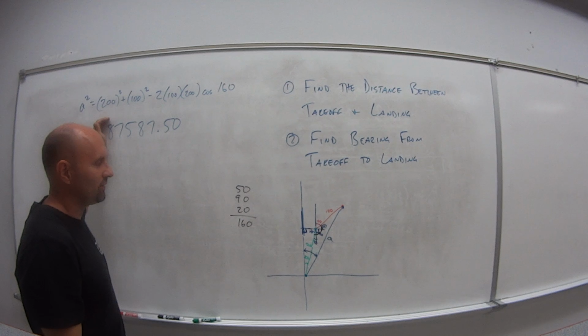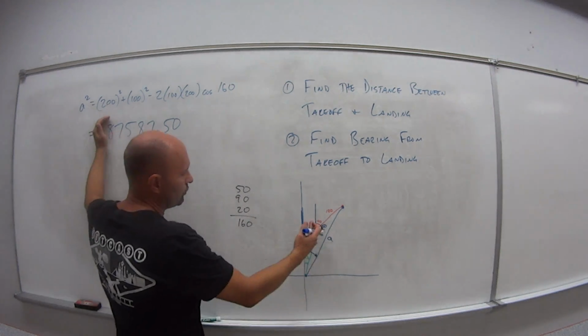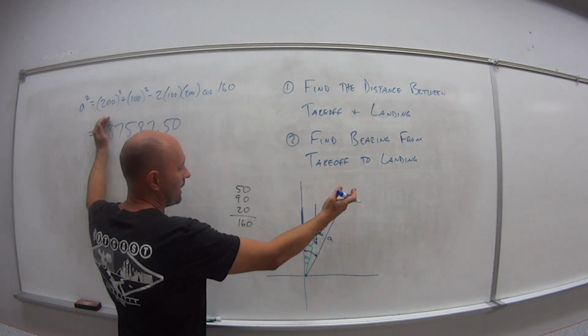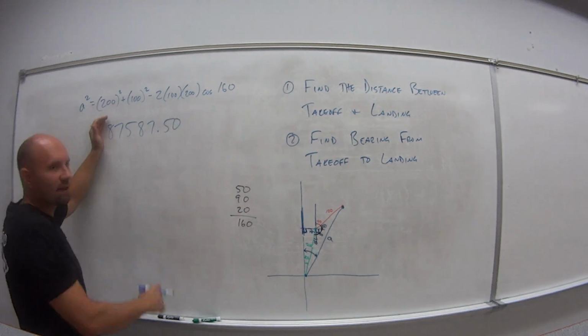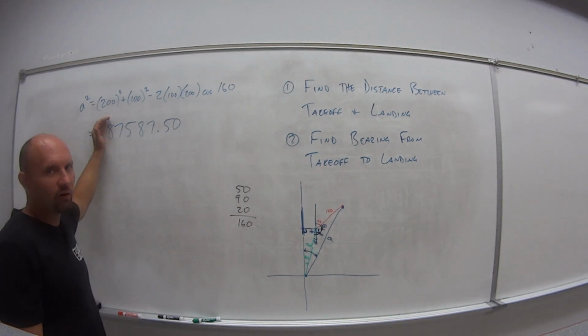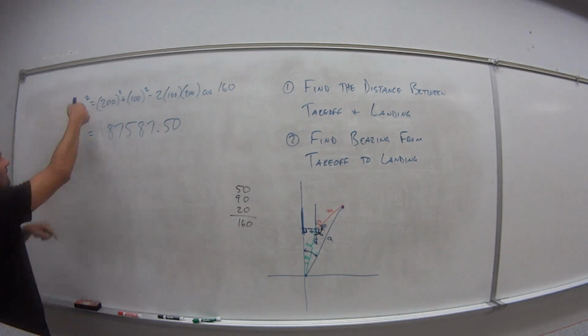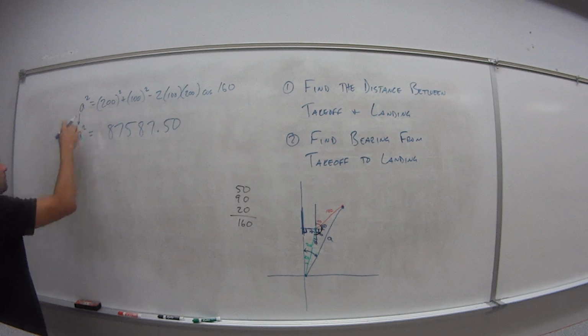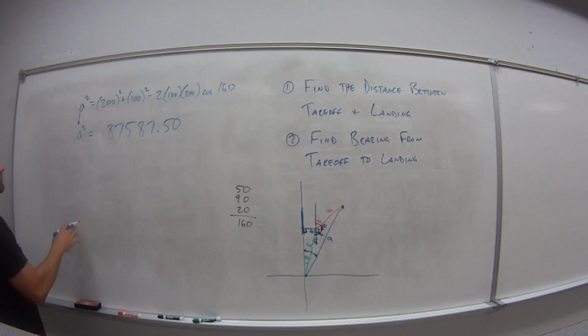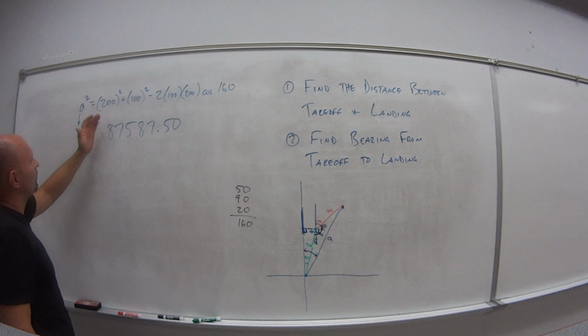Does that make sense? Does it make sense that he could go 200 miles and then 100 miles and end up 87,000 miles away from his start? No. And why is that? It's because of this A squared. So I would highly recommend on these problems, keep bringing this down so that you don't make the mistake where you get to this point and say, oh, this is my answer.